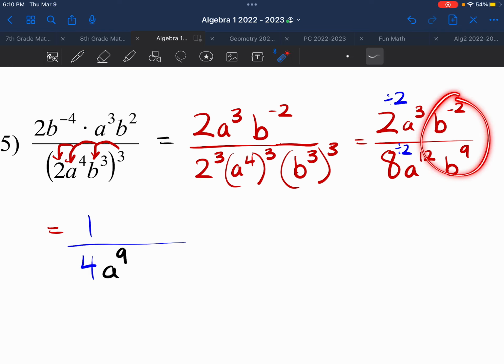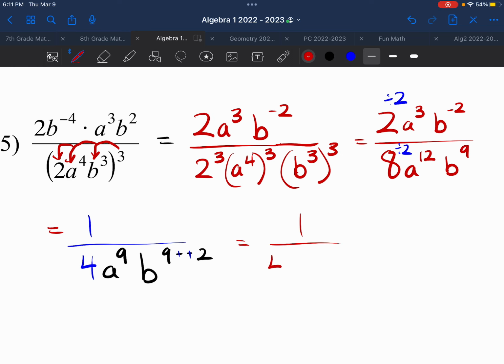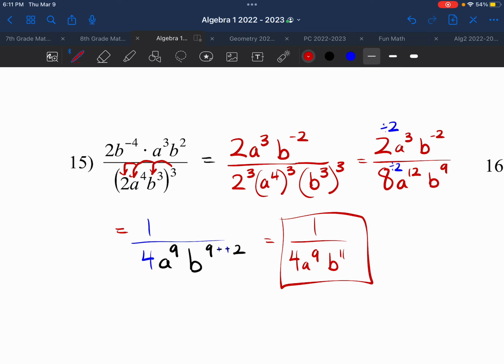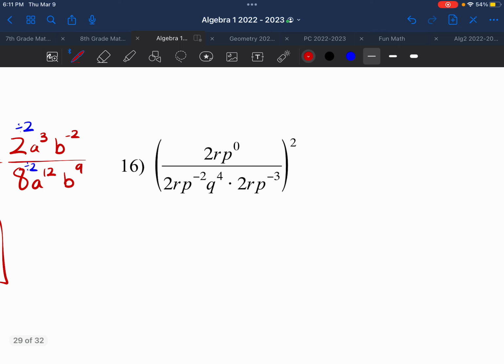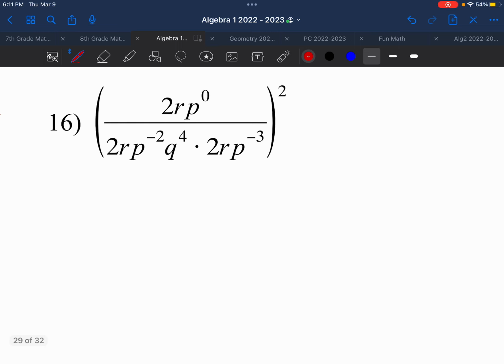Which one is the more positive between the power of 9 and negative 2? Well, 9 is the larger positive, so my answer, again, is going to live in the bottom. And I'm going to do bottom minus top. And be careful here, because you're really doing 9 minus a negative 2. So when I'm doing a negative 2, negatives kiss and become positive, and my final answer can be written as 1 over 4a to the power of 9, b to the power of 11 for my final answer, which I will then box. Moving on to, I think, the last properties of exponents problem on the practice test.